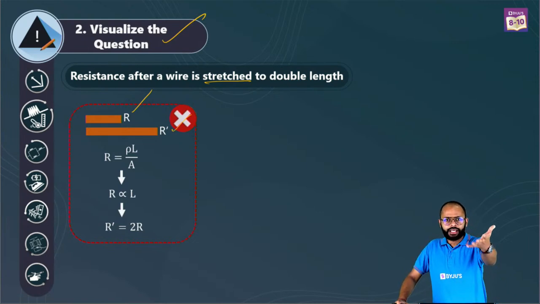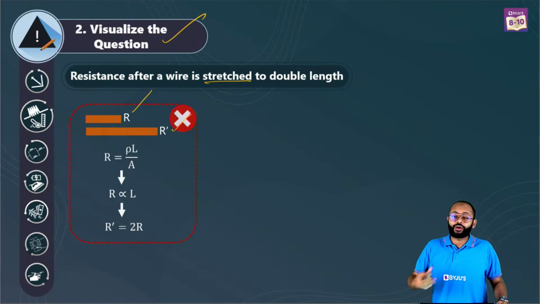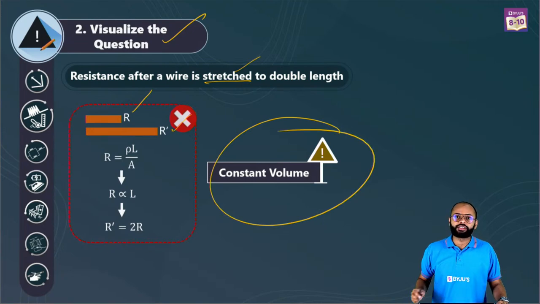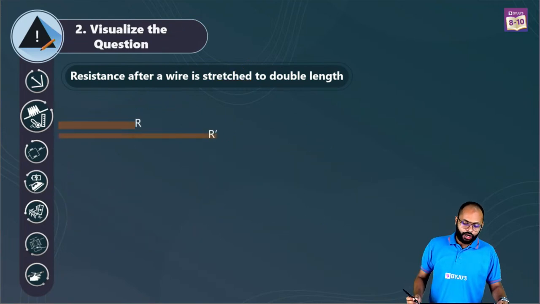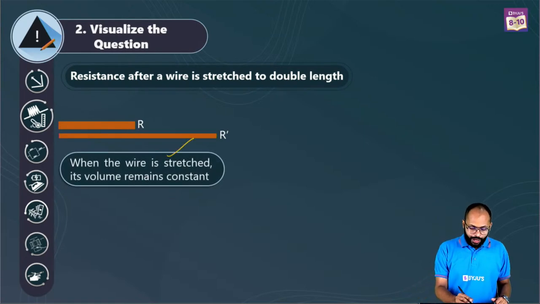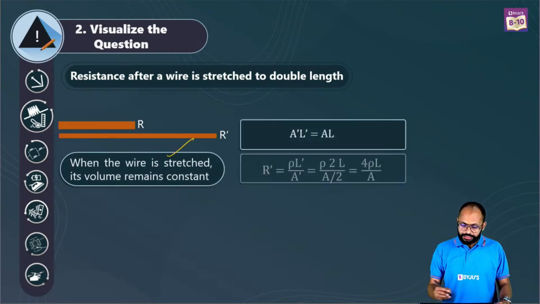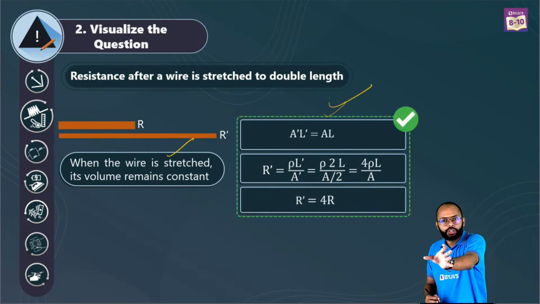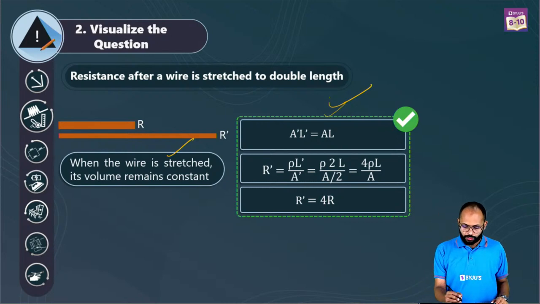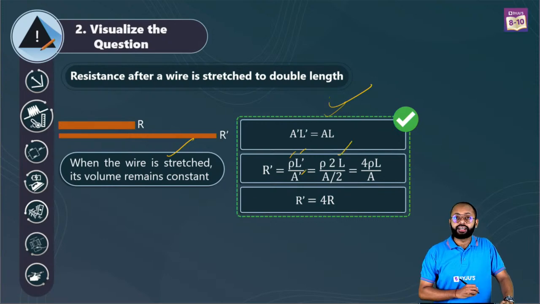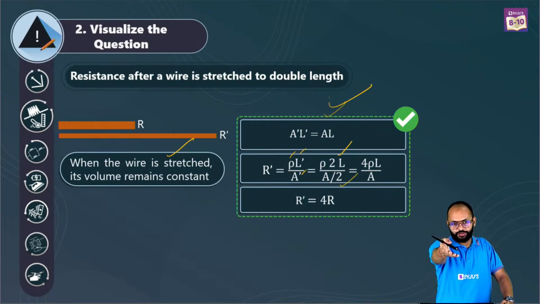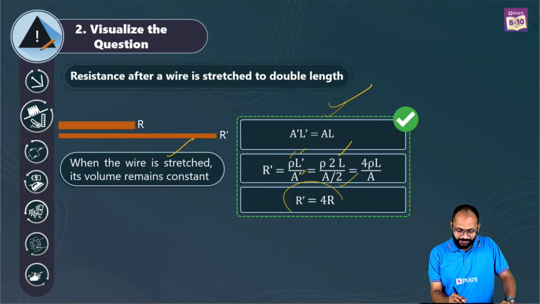Yes, Anshuman, that's exactly why I'm telling you this. You forget to notice these things. When you say stretched, it means volume needs to be constant. So, what exactly are we going to do? When the wire is stretched, the volume remains constant, means you can do this calculation: area into length equals the new area into the new length. So, if I'm saying rho L dash upon A dash, if length is doubled, area is halved. And yes, Kashif, you were right over there. It becomes 4 times.